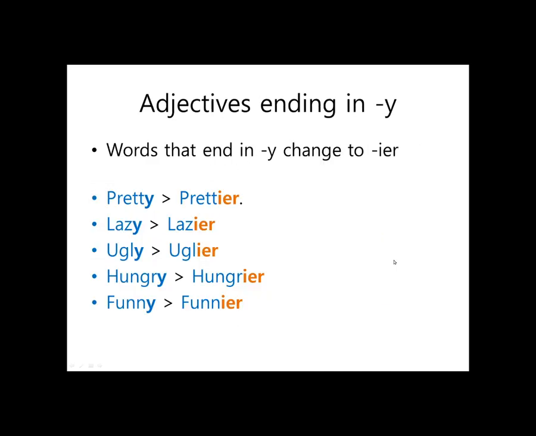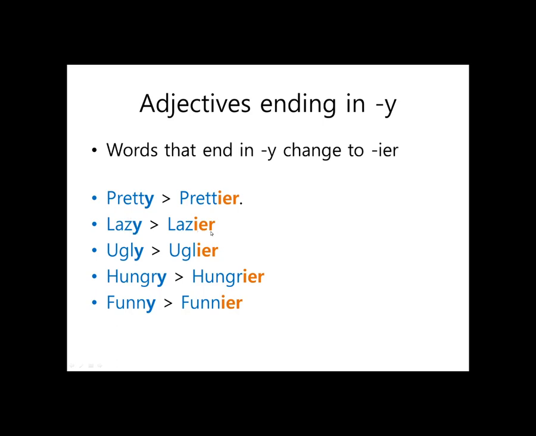Okay, so adjectives ending in y. For words that end in y, we change them to ier. Okay, this is easy. So if your adjective ends with a y, we change it and put ier. So this is the adjective. This is the comparative adjective, prettier.